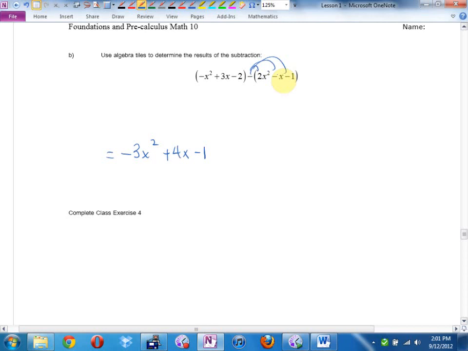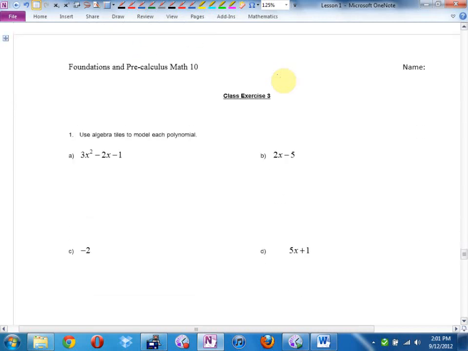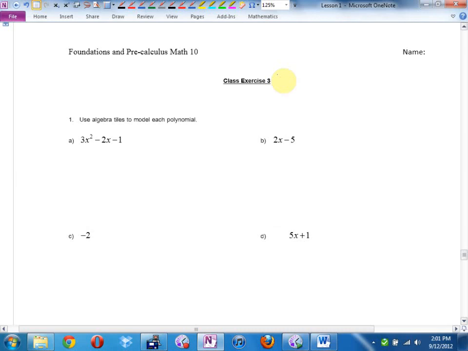What's it say next here? Complete class exercise 3. Use algebra tiles to model each polynomial. Did I already tell you guys that drawing these is something I'm not a big fan of? You do need to practice it a little bit. So I'm going to say for part of your homework, can you try 1A and 1D? Draw that, draw that.